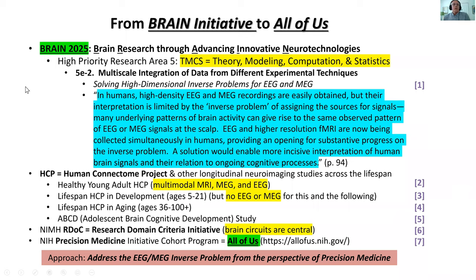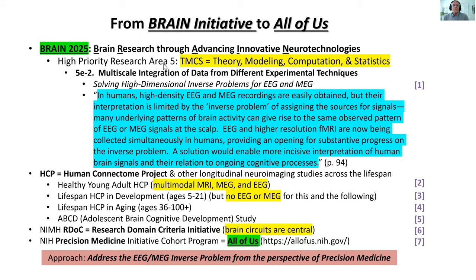So start up here, Brain 2025. The BRAIN Initiative is a grand challenge, in the words of former President Obama, to accelerate the development and application of new technologies that will enable researchers to produce dynamic pictures of the brain that show how individual brain cells and complex neural circuits interact at the speed of thought. So it's about developing tools for brain research.